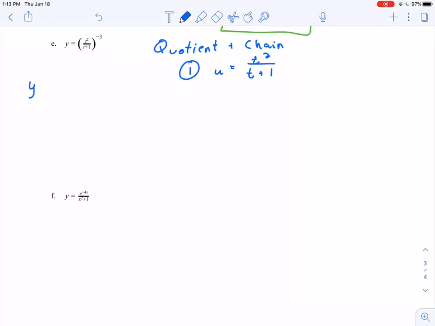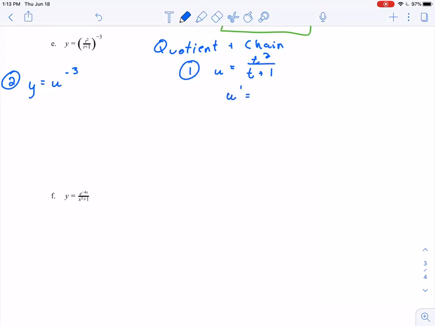So over here we have y equals u to the negative 3 power, kind of looking ahead into the next step at this point. This is something that we know how to take the derivative of. We can just use our power rule. So this is good. Alright, so we have u. We kind of skipped over finding u prime, so let's go ahead and do that right now.